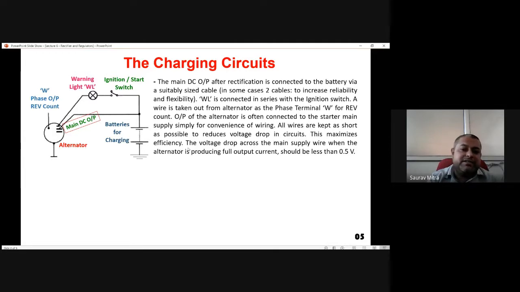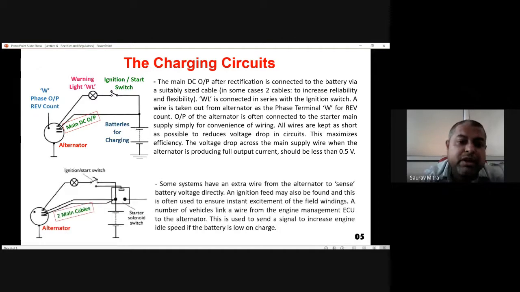This maximizes efficiency. The voltage drop across the main supply wire when the alternator is producing full output current should be less than 0.5 volt. So whatever wires are there together, their voltage drop should not be more than 0.5 volt. So this is another charging circuit combination shown. So here instead of one, two main cables are shown.